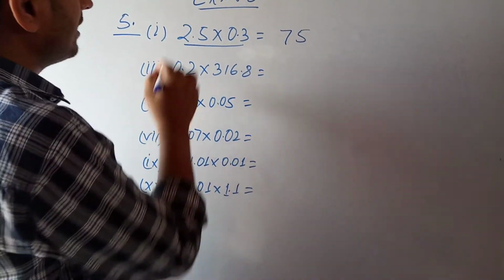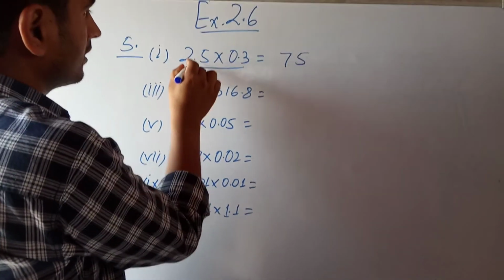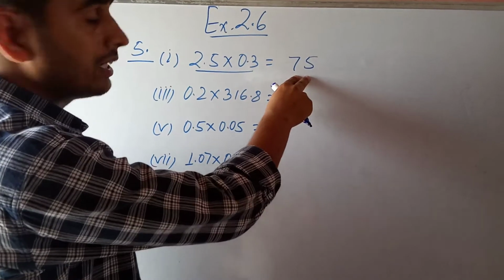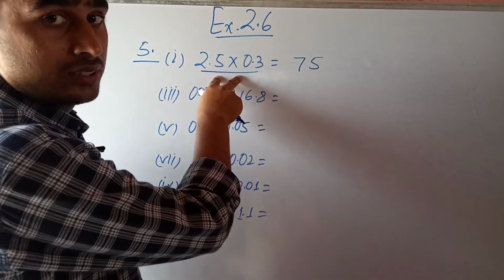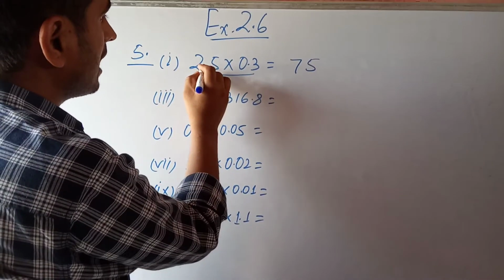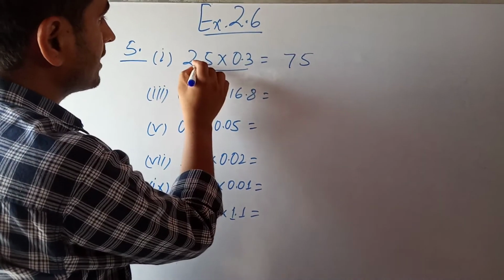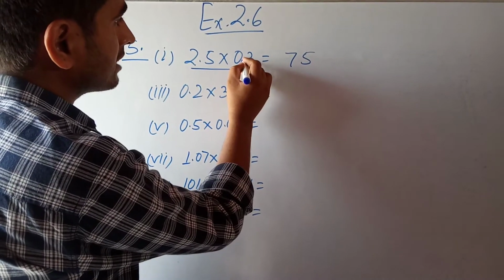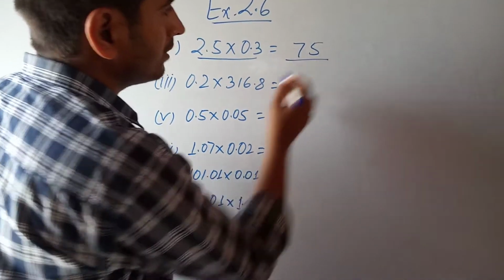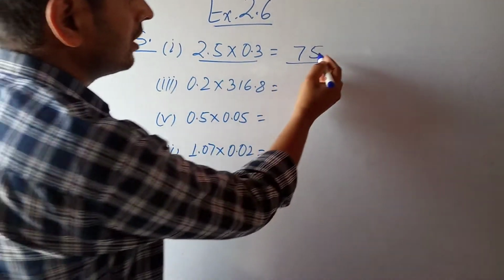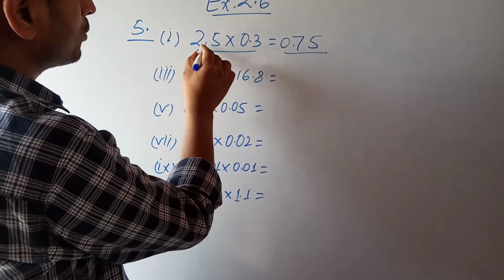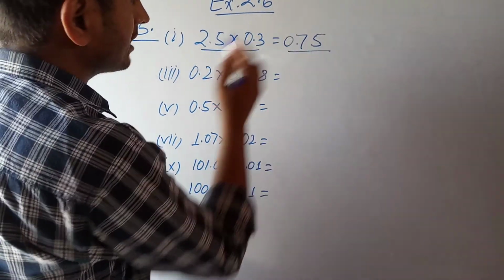Now see here, this is the first number, this is the second number. While putting the decimals, we have to count the number of digits after the decimal in both the numbers. After the decimal in the first number there is one digit, and here after the decimal there is one digit. So 1 plus 1 is 2. So in the product we will put the decimal after two digits. So 1, 2 and put the decimal here. So when 2.5 is multiplied into 0.3, that is 0.75.